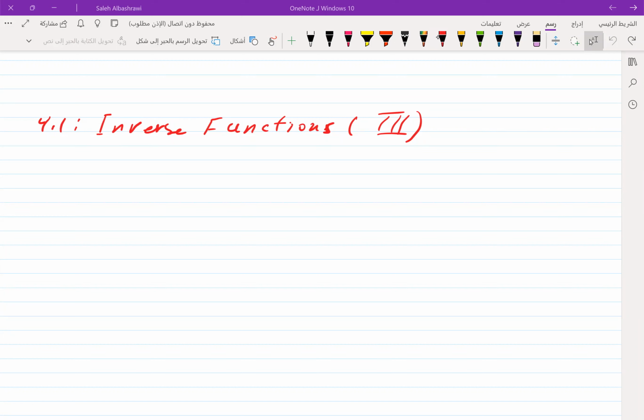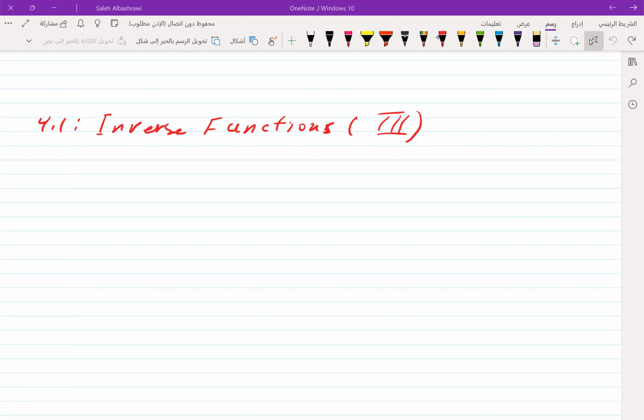Bismillahirrahmanirrahim. We come to the third part of the inverse functions. In the last two parts, we discussed the definition of the function, and we said that the function is a set of ordered pairs where there is no repetition in the x-coordinate, or each element in the domain has only one image in the range of the function. And we said that we have some functions that are one-to-one, and some others are not one-to-one. And we said that a one-to-one function means that each element in the range of the function has only one pre-image.